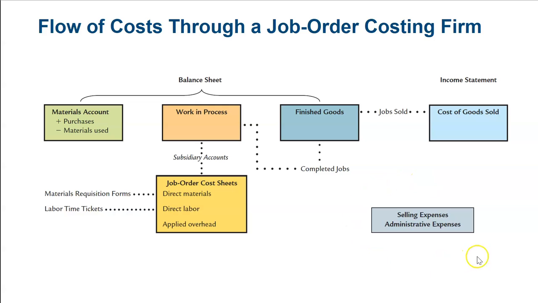Do notice here that we have selling and administrative expenses, which we are required to list on our income statement for GAAP. But notice there are no connecting dots anywhere around this little box here. And the reason for that is these are period costs and not product costs.